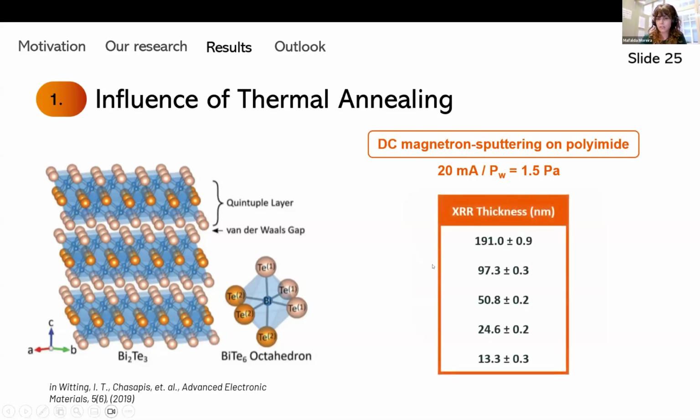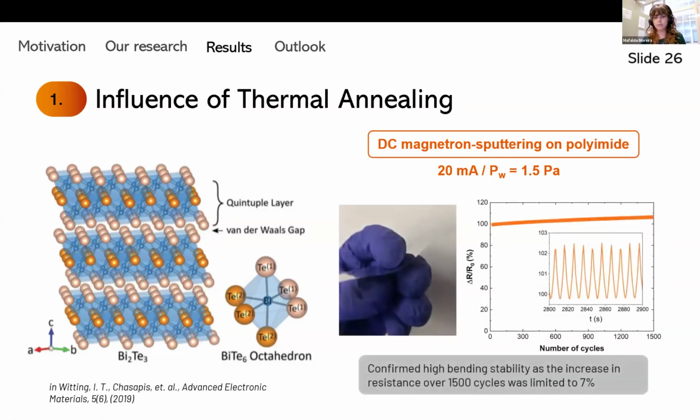We grew films in different thicknesses from 13 nanometers all the way to almost 200 nanometers, as confirmed by X-ray reflectometry, to test also the influence of these different thicknesses. And we guarantee that they are stable for flexible applications by doing bending tests, where we saw that we have high bending stability, as resistance increase was limited to 7% over 1,500 bending cycles. So they're very, very stable materials on flexible substrates.